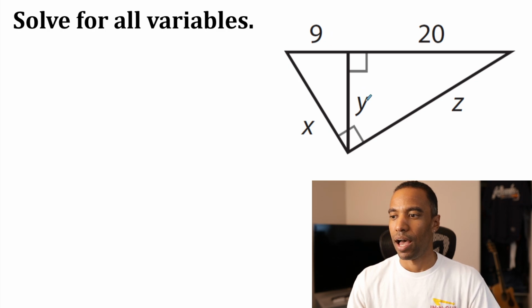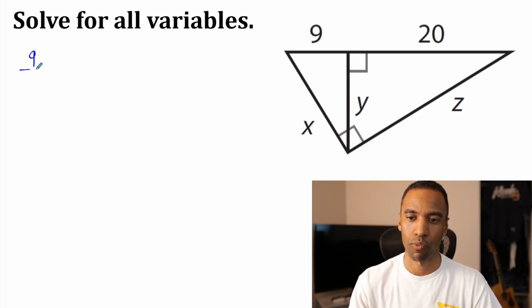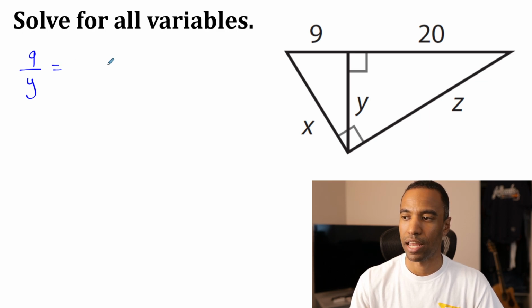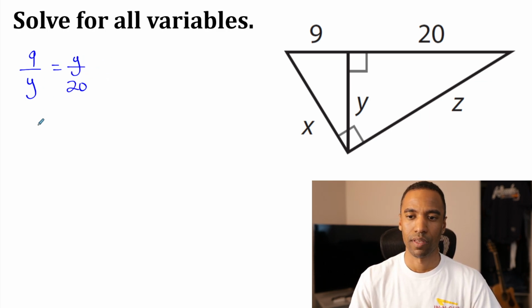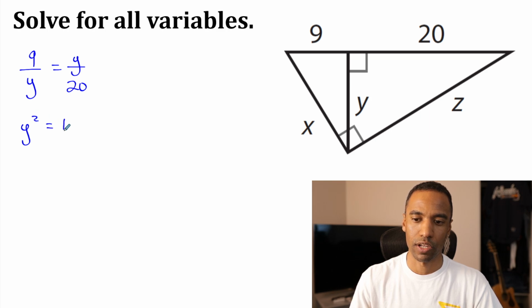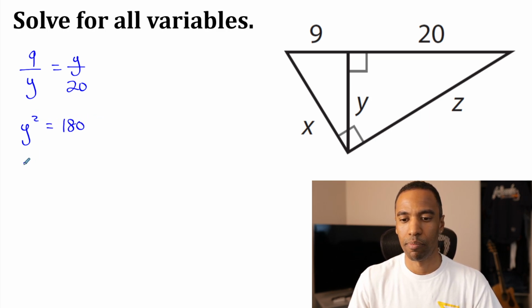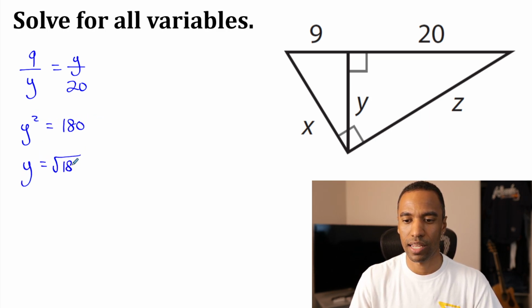Here we go. Y is the geometric mean of 9 and 20. Hopefully you're kind of feeling out what I'm talking about there. So 9 over y equals y over 20. Cross multiply, you get y squared equals 180. Take the square root of both sides. Square root of 180 here.